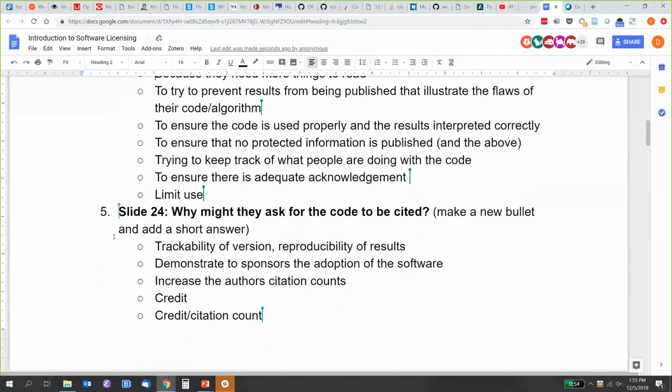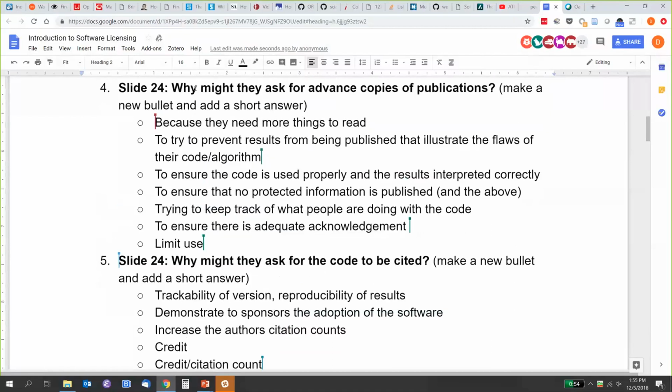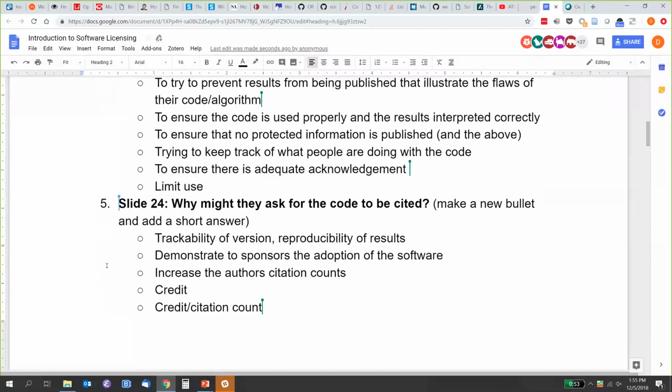Why might they ask for their code to be cited? Here, I couldn't figure out a snarky answer to start this one off with. You notice the other one is because they need more things to read. But this one, people thought maybe trackability of the version and the ability to reproduce results, to be able to demonstrate to sponsors the adoption of the software, increase the author citation counts. Yes, that was going to be one of my snarky answers, but it's maybe too real. Credit, yeah, credit is the counterpart to citation count.